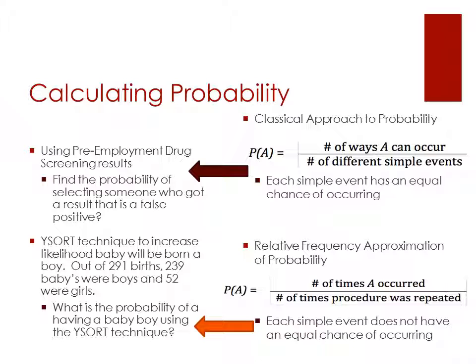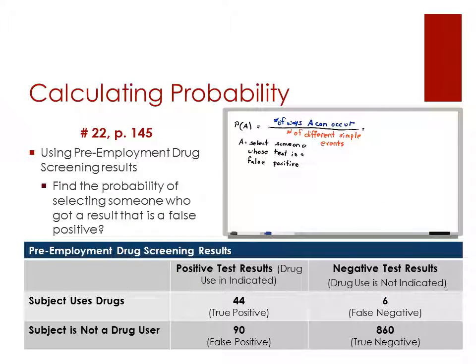So just to sum this up, when we're looking at something where each simple event has an equal chance of occurring, we use the classical approach to probability. And if we have a simple event that does not have equal chances of occurring, then we use the relative frequency approximation. Now, although these look very similar, do keep in mind they are different in important, subtle ways that we'll be looking at later on. So let's go back to solving this particular problem here.